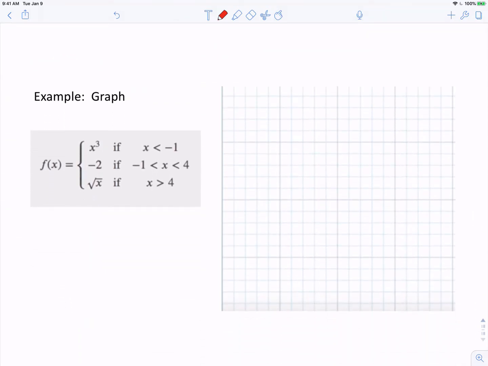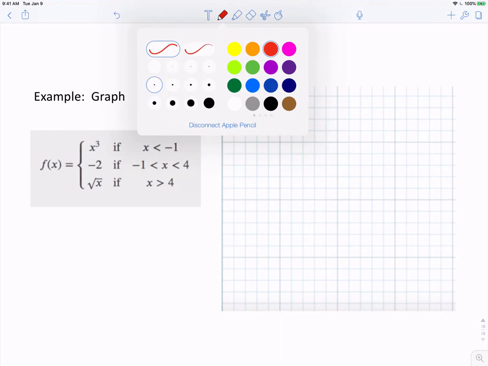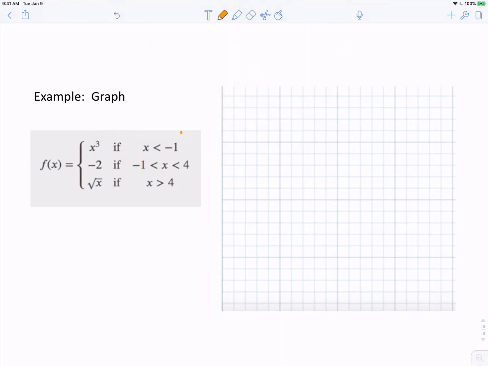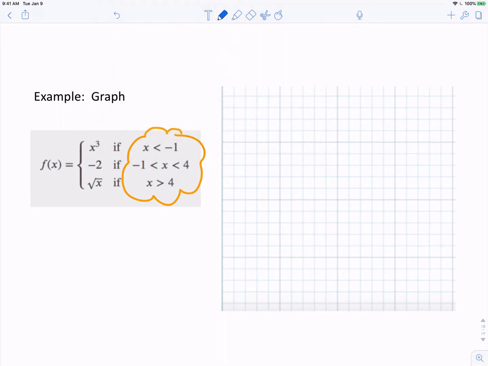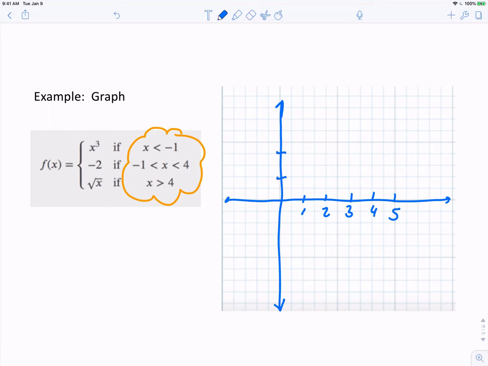Let's do one more example. So again, we always want to attend to how the domain has been divided. And so let's get an axis system here. And I'm going to let every 2 squares represent 1 unit again. So 1, 2, 3, 4, 5. 1, 2, 3, 4, 5.